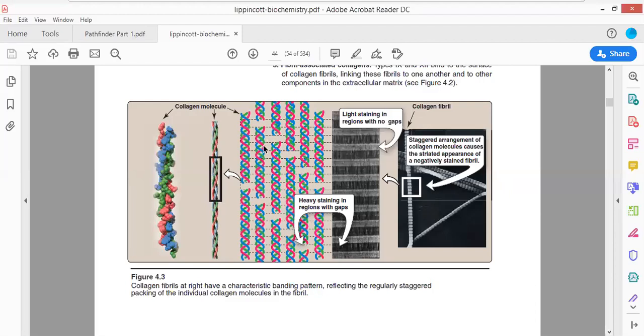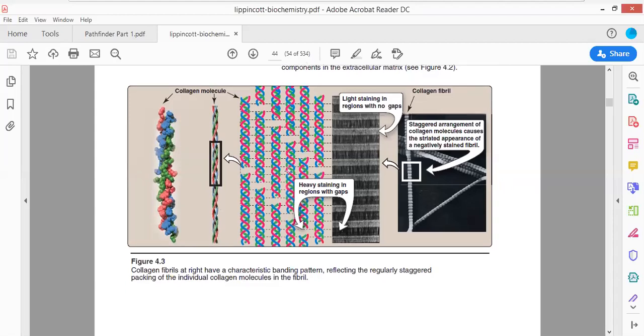All these three different lines are moving one across the other. They are left-handed alpha helical structures moving across each other in a right-handed orientation. This is how collagen structure is produced. So this is the basic difference between a globular protein and a fibrous protein in nature.